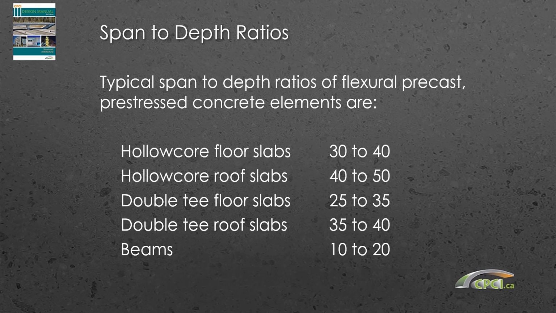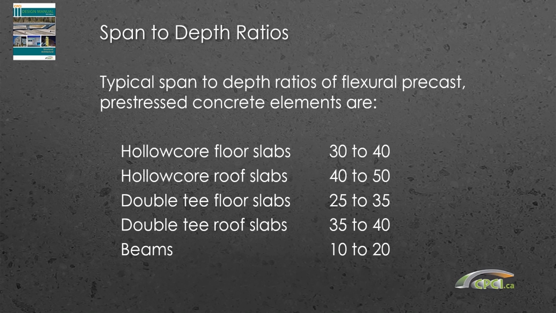There are some general tables in Chapter 2 giving span to depth ratios for hollow core, double T's and beams. If you look at this slide, you really get a feel for, based on the member or element thickness, how far it can span if it's pre-stressed. So, hollow core floor slabs, 30 to 50, double T's 25 to 40, and depending on actual loading conditions and specific design criteria, you can push these limits a little bit, or you might have to be under these a little bit.